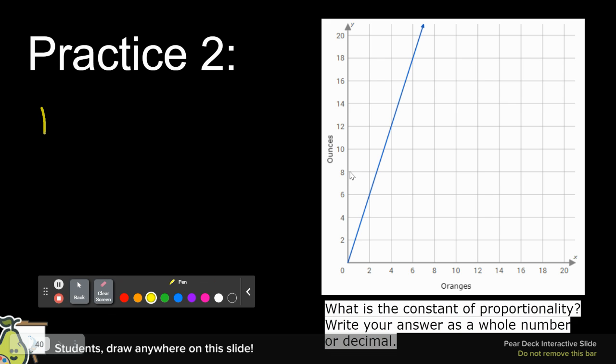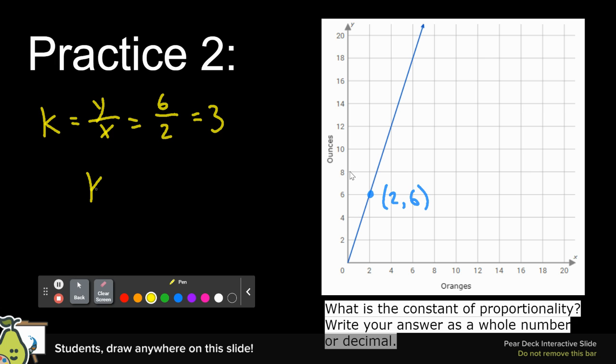All right. Again, constant of proportionality is the ratio of y over x. And we're going to go along this line till we find a lattice point. There's one right there. And that point there is 2, 6. And so let's go ahead and put our y of 6 over 2. Well, 6 divided by 2, that is 3. So our constant of proportionality is 3.